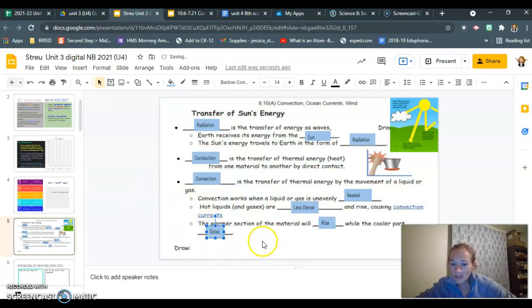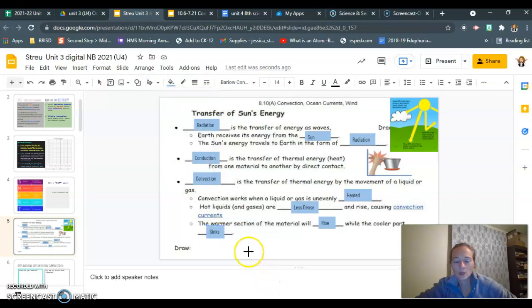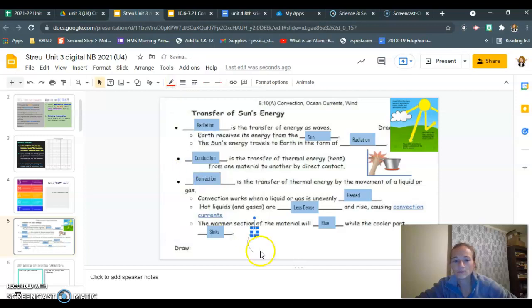Okay, on the bottom of this slide, you're going to use that drawing tool again, and you are going to draw a convection current for me right there. So you would use your scribble. You would draw something going up, like that. But we want it red or blue? Red.